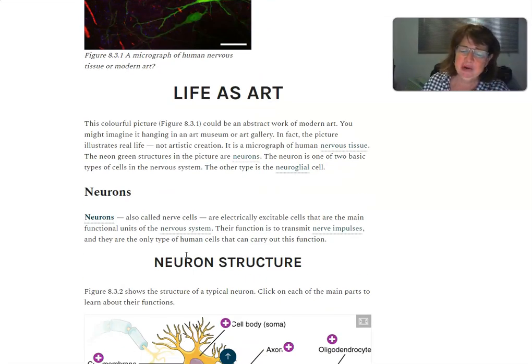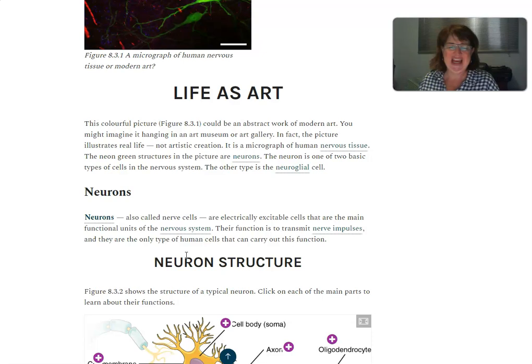the interesting thing about the nervous system is they are electrically excitable, so this way they can pass on information and they can rapidly communicate, and neurons are the few cells that actually can communicate. So they will transmit nervous impulses, and they're the only ones that can communicate. So the neuron is the electrically excitable cell that transmits the electrical signal.